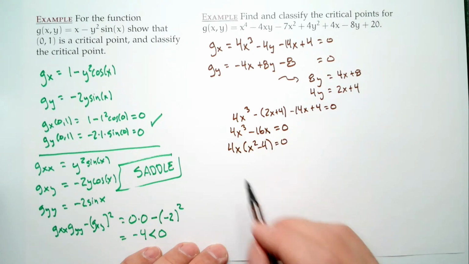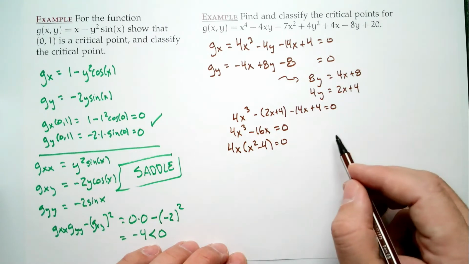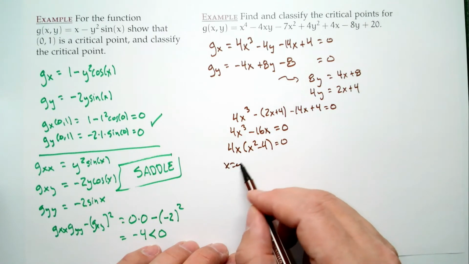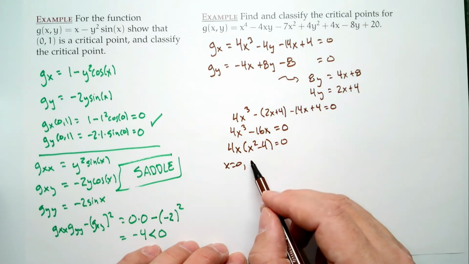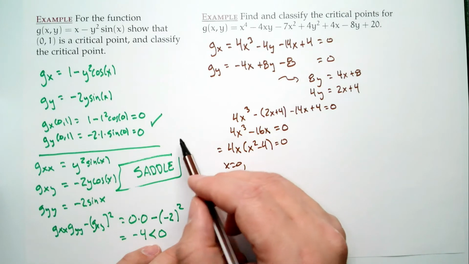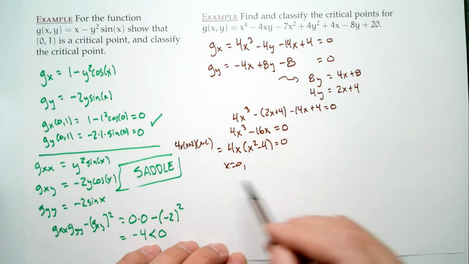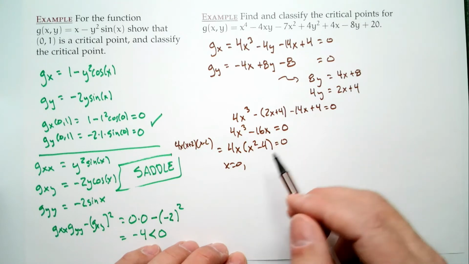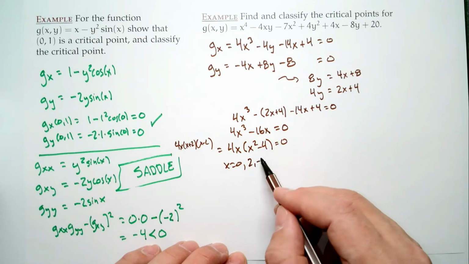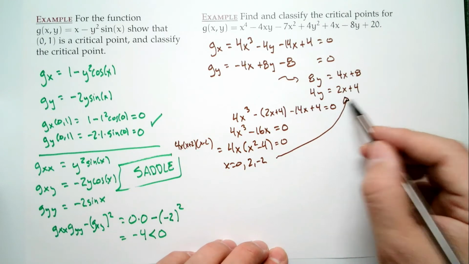So what can we say about x? Zero. And then plus or minus 2. Because x squared minus 4, we could have even gone one step further and said this is 4x, x plus 2, x minus 2. But x squared minus 4, x squared equals 4. So plus 2, minus 2. Now, that's our x. We come back up here.